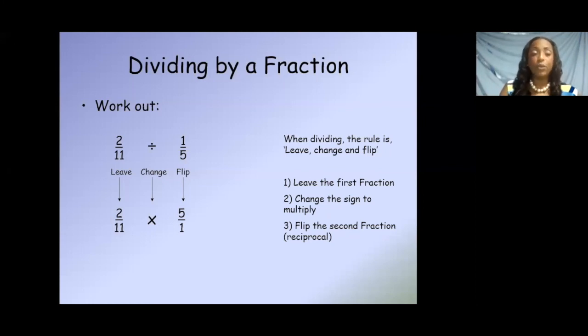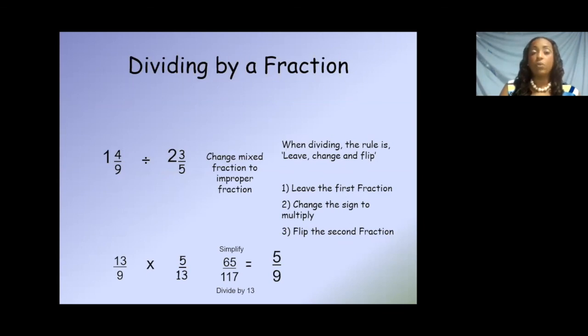In this case, we have 2 times 5 as our numerators being multiplied, which will give us 10. Then we have our bottoms, our denominators that we must multiply. In this case, 11 times 1 is 11. Good job. So we end up with 10/11. That's a proper fraction. So we can move on.